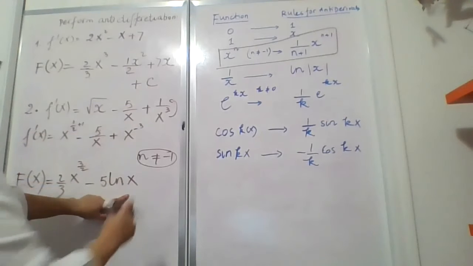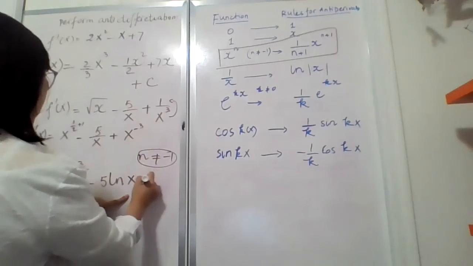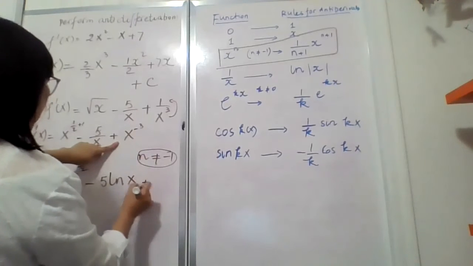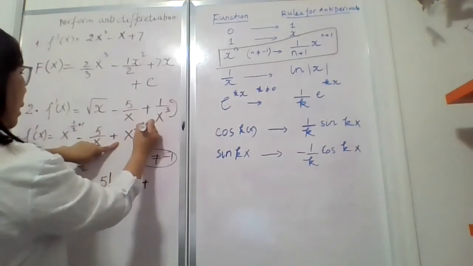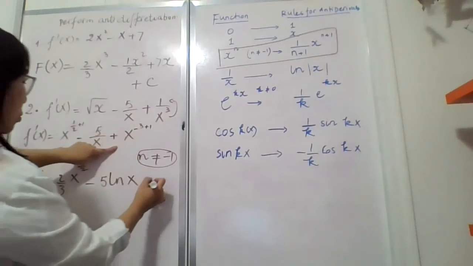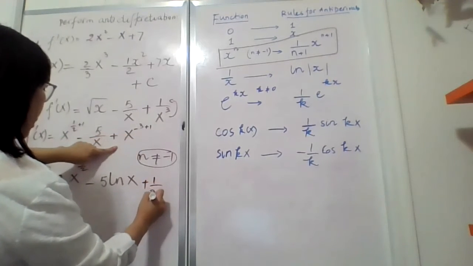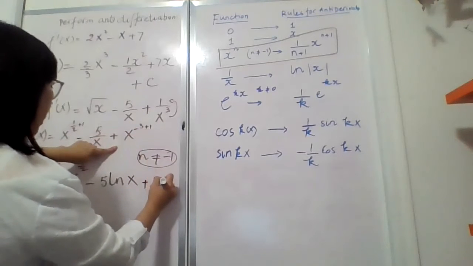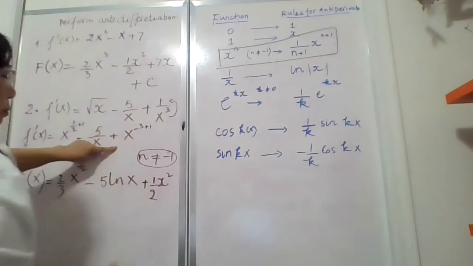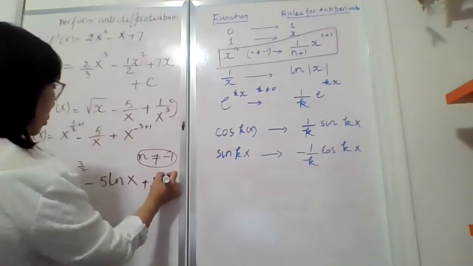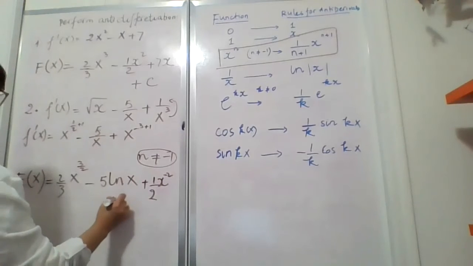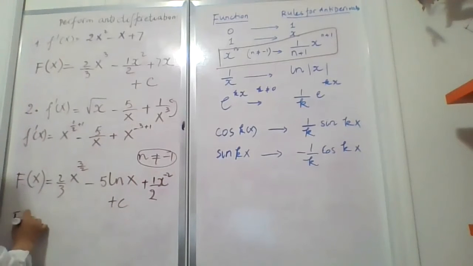So that is 5 ln x. And this 1 will become minus, adding. We will add 1 in here. So that becomes minus 2, right? So this number has to divide by 2. And this number, x to the power 3 plus 1, becomes x to the power 2, minus 2, sorry. So now this looks a little bit ugly, and don't forget to add c at the end, right?